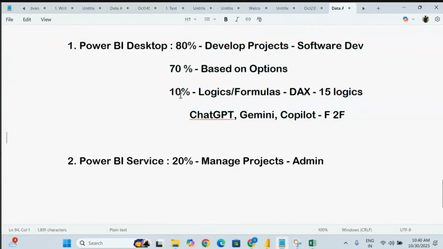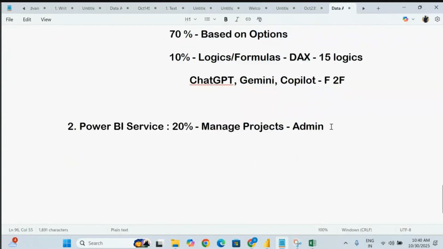Let's understand the remaining 20%, which is managed by the admin. So what is the admin going to do? First, understand that these 20% of your work is based only on options. Here you don't need to write any logics or formulas, just like in Power BI Desktop. Everything is an option over here.